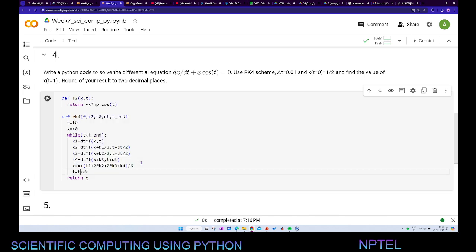And in this case, it actually matters whether we update or not because it's not autonomous, right? There is a cosine of t term. So k1 should be dt times f2 of x, t. So the function should be f2, but the argument here is f. So if I write f2 here, then it should be f2 everywhere. Here I'm writing just f.